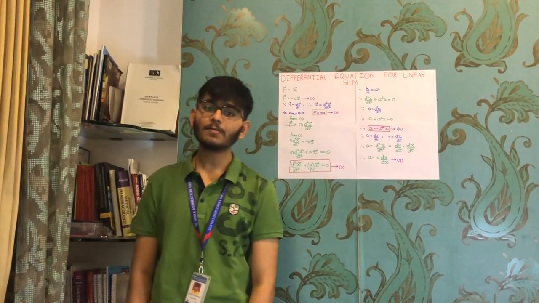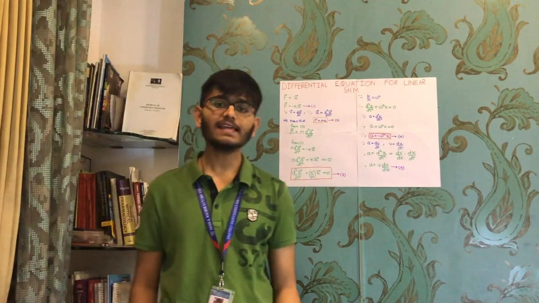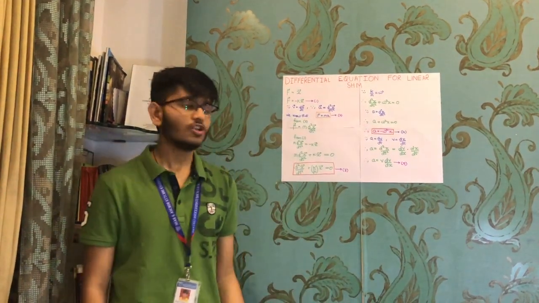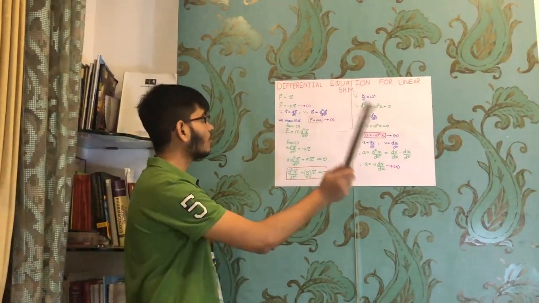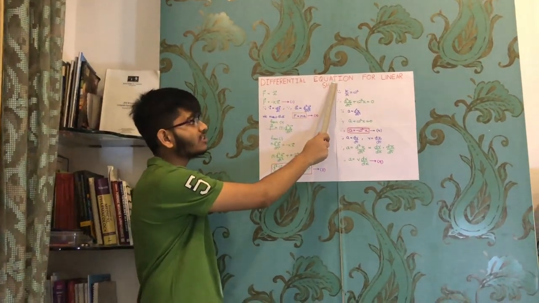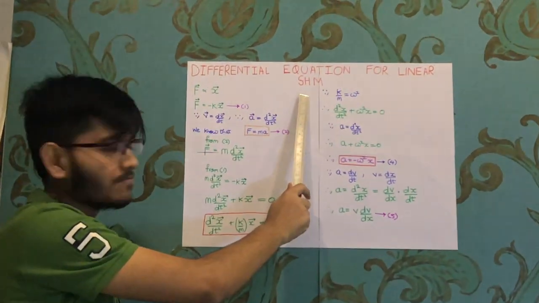Therefore, we say the formula as F bar is equal to minus Kx bar, wherein K is the force per unit displacement. It is a constant for removing the proportionality sign. So now guys, we have developed the basics so we can start with our derivation. Today I am going to talk about the differential equation for linear SHM.